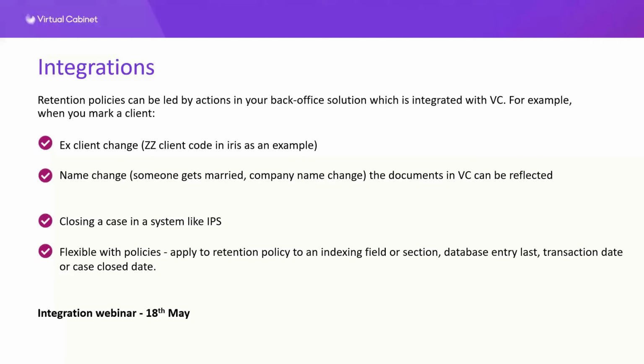But if you're using a system like Iris, for example, you would put ZZ within the client code, and that can then trigger a task within Virtual Cabinet where it grabs all of the documents and moves them from your live client cabinet into your ex-client cabinet. Then a retention rule can be applied, and those documents could potentially be removed after that 7-year period. Or if you just want to move them into a different cabinet without automatic destruction, they're still going into the correct area within Virtual Cabinet.